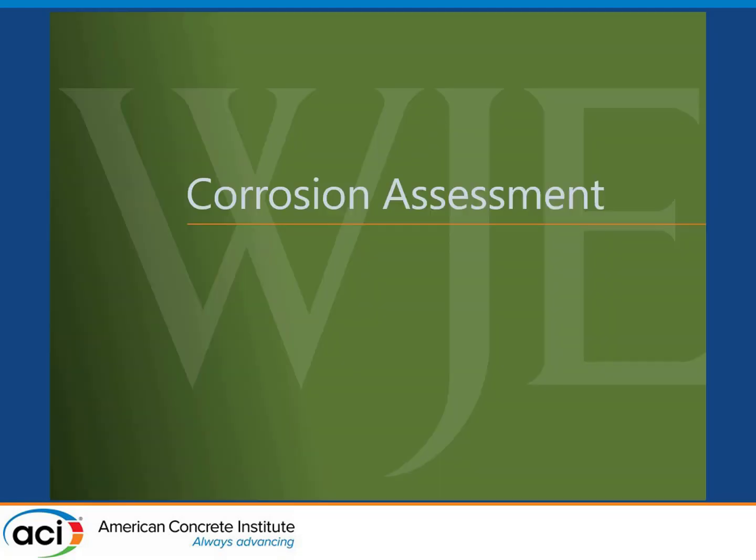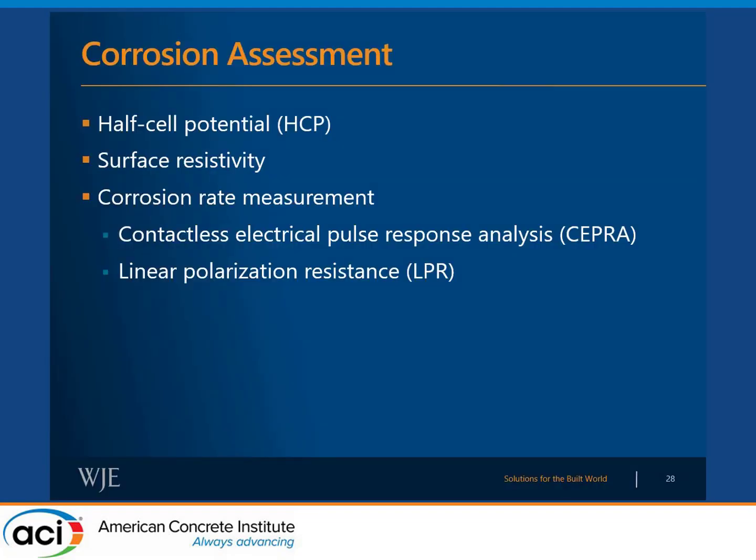So the last one I want to talk about is just some corrosion assessment techniques that we'll use. There's three main corrosion assessments that we'll often do in the field to determine causes of material degradation. Probably the most robust one that we use on just about any type of structure is a half-cell potential measurement. And for concrete, we'll also do concrete surface resistivity measurements and corrosion rate measurements, either with contactless electrical pulse response analysis, or CEPRA, or linear polarization resistance, LPR.